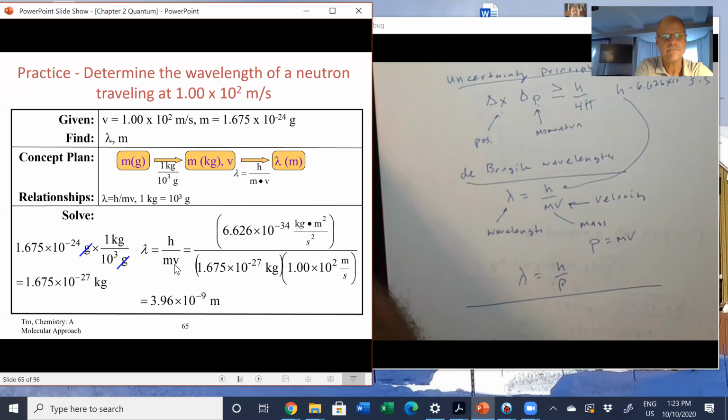Then we plug it into this equation. Lambda is equal to h over mv. We put in h, put in the mass and the velocity. Notice what happens. Meters and meters squared give you meters in the numerator. Kilograms cancel and seconds cancel, and we end up with 3.96 times 10 to the minus 9 meters. All right, very good.